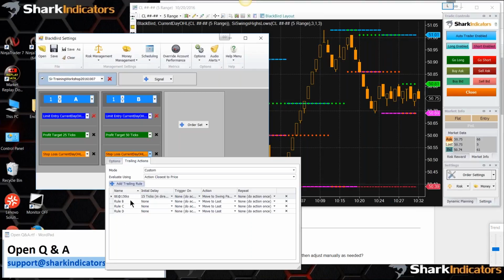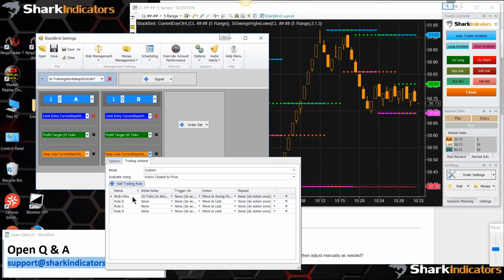You can only move your stop loss to one place. So if you have multiple trailing rules that are all saying, oh, I need to move the order, you have to figure out which one has priority, which of the trailing rules actually does get executed if multiple trailing rules are trying to execute at the same time. So the evaluate using determines which rule is actually going to get executed. So there's two. So it's just basically four.